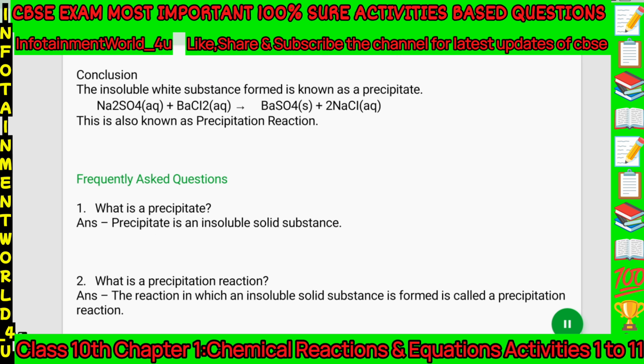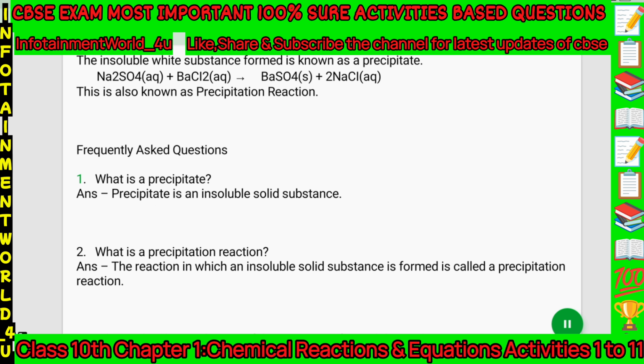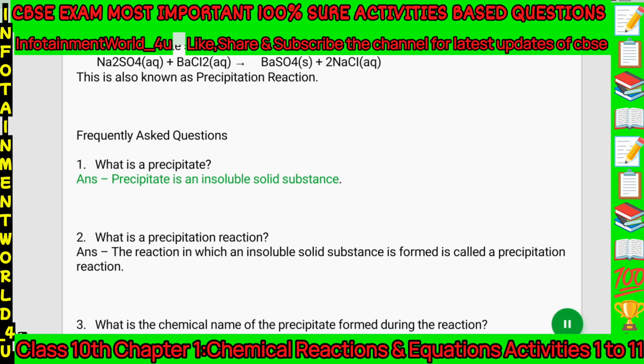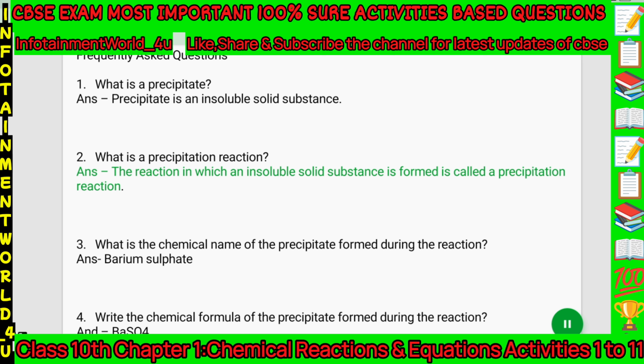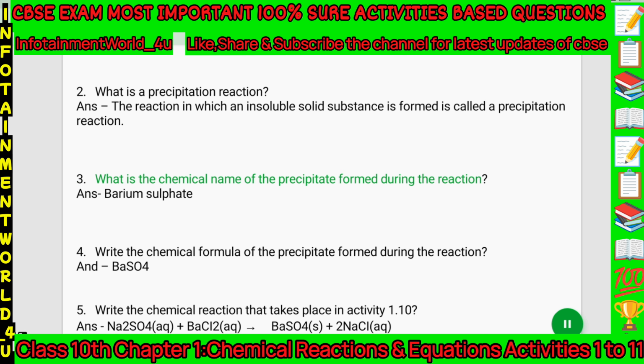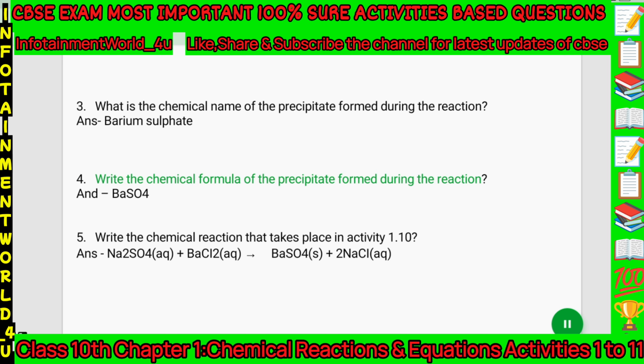Frequently asked questions. 1. What is a precipitate? Ans. Precipitate is an insoluble solid substance. 2. What is a precipitation reaction? Ans. The reaction in which an insoluble solid substance is formed is called a precipitation reaction. 3. What is the chemical name of the precipitate formed during the reaction? Ans. Barium sulfate. 4. Write the chemical formula of the precipitate formed during the reaction.